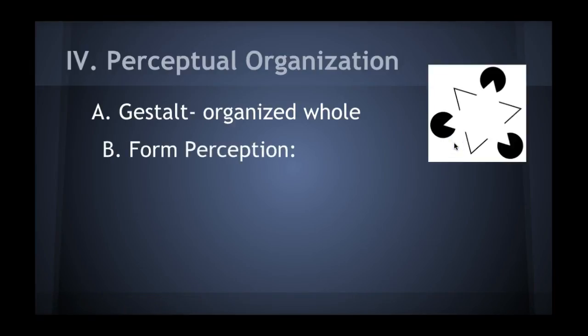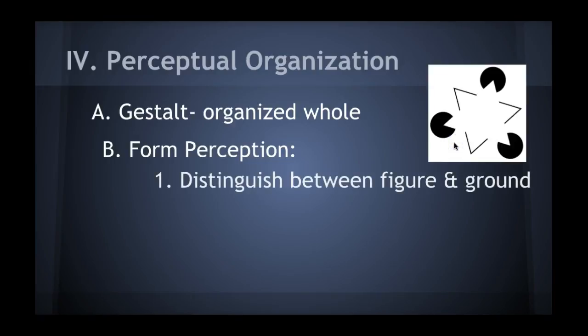Now we can also talk about form perception. So how do we perceive form? Well, we tend to distinguish between the figure and the ground. Figure and ground is trying to pick out, for example, what is the important item, and then what is the background for everything else.